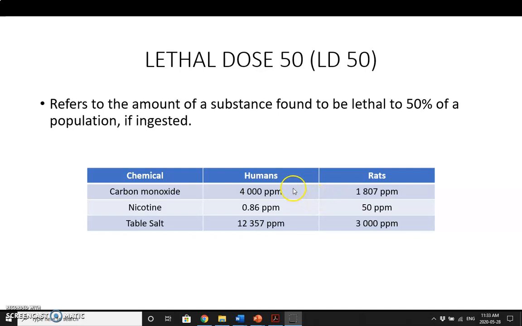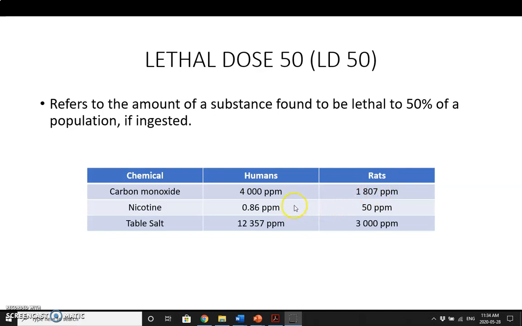If you take a look at carbon monoxide, the concentration that would be needed to be lethal to 50% of a population of humans would be 4,000 parts per million, compared to rats, which is only 1,807 parts per million. This kind of makes sense in that humans have a larger body. They would be a little bit more tolerant to carbon monoxide than rats would be, and so rats wouldn't need as much carbon monoxide to be lethal to 50% of the population.